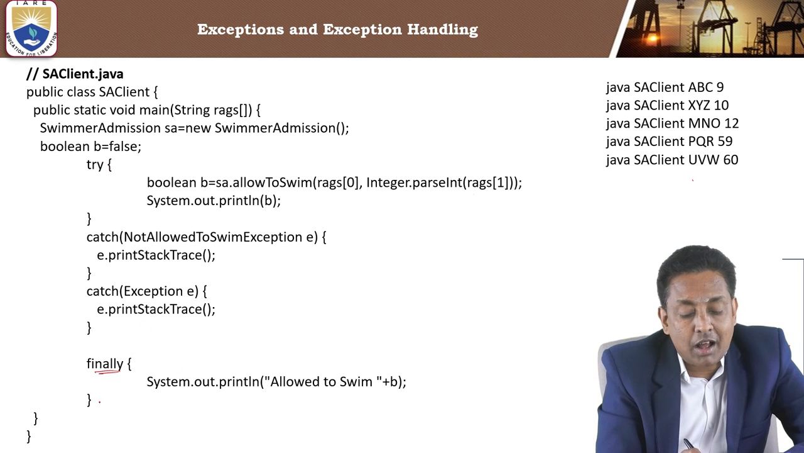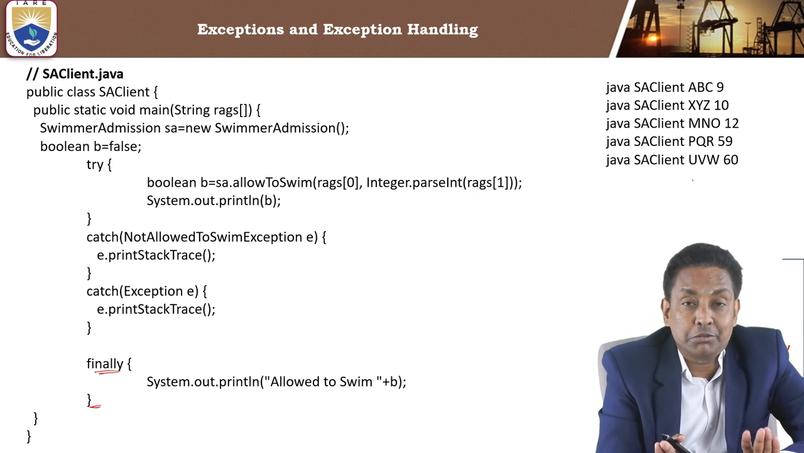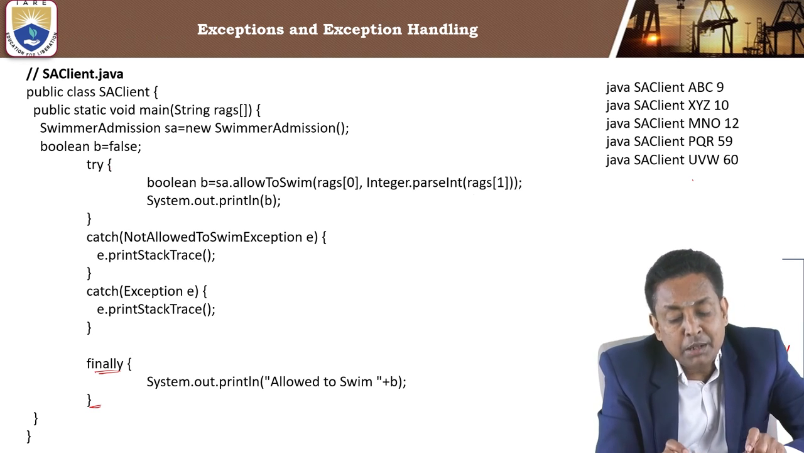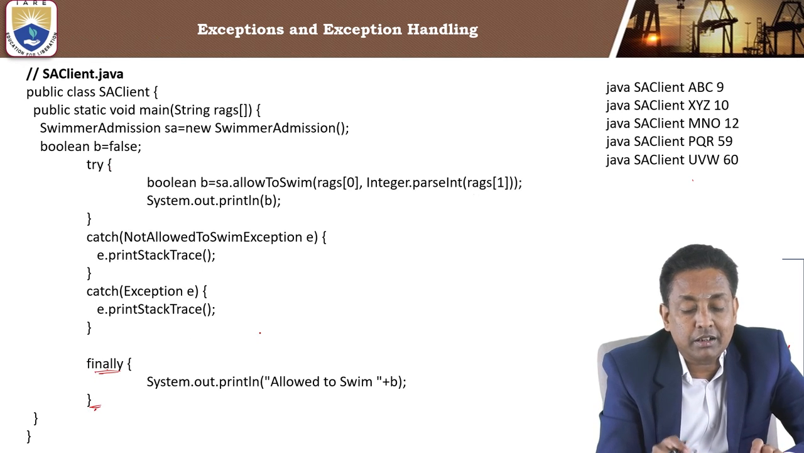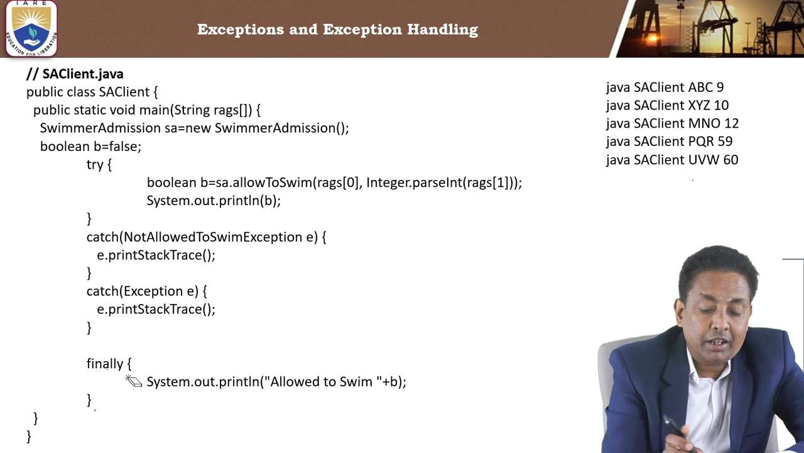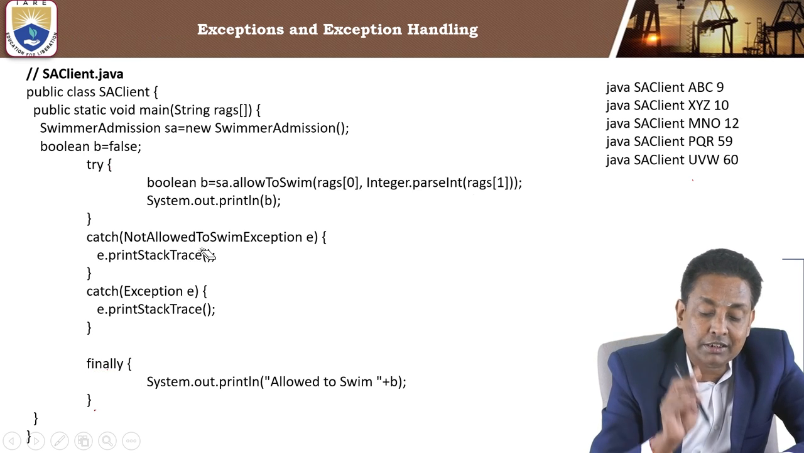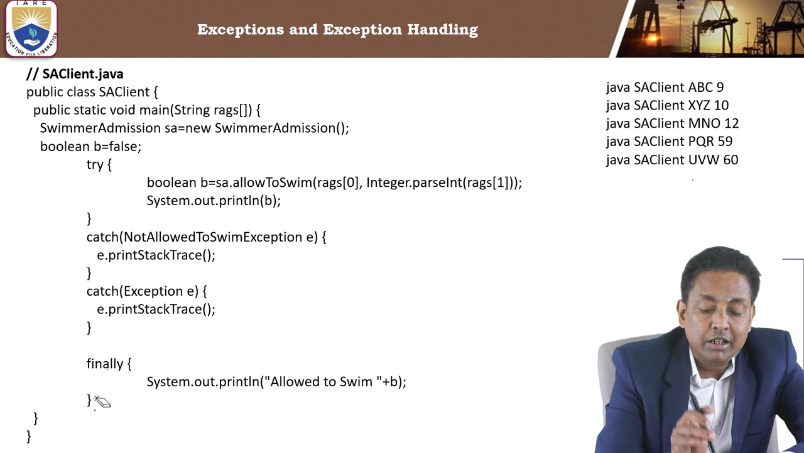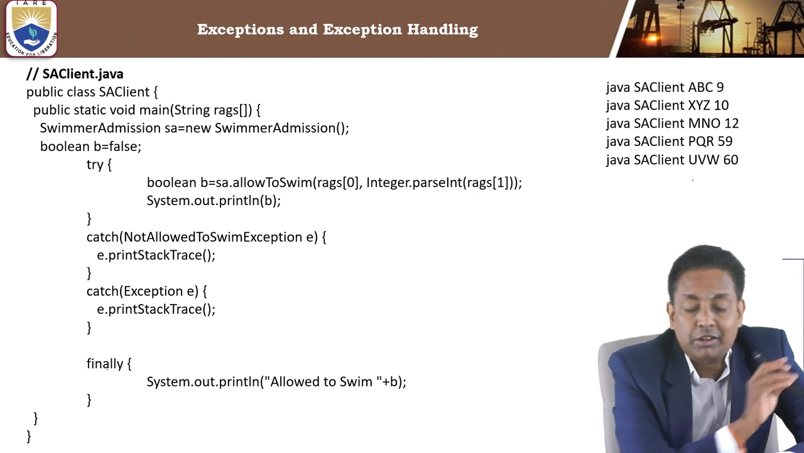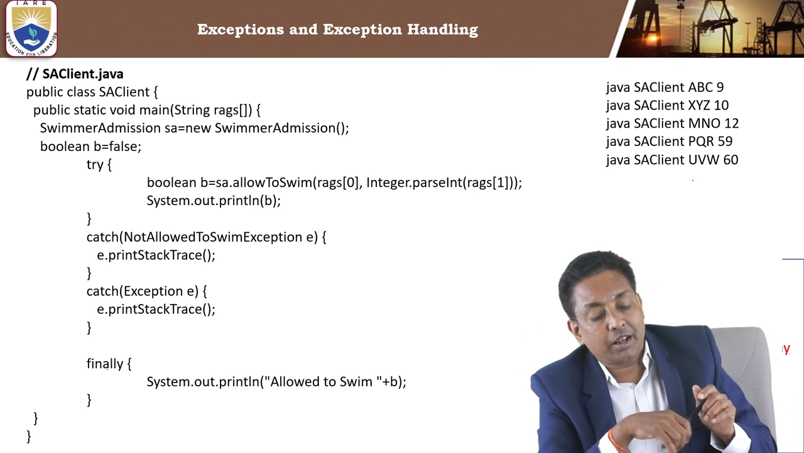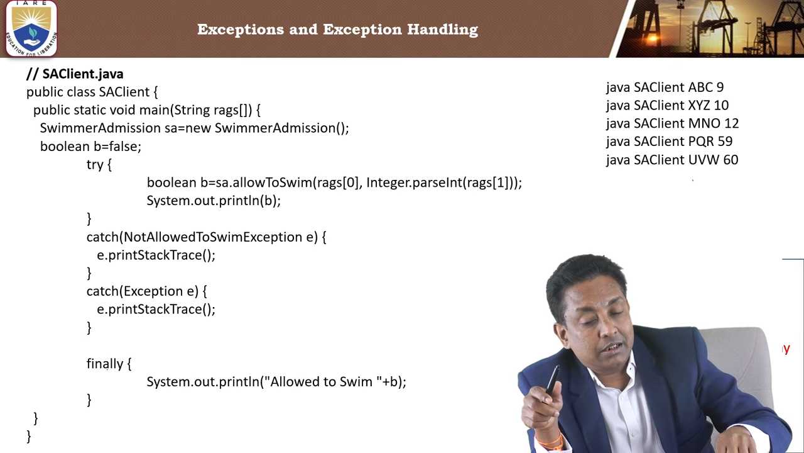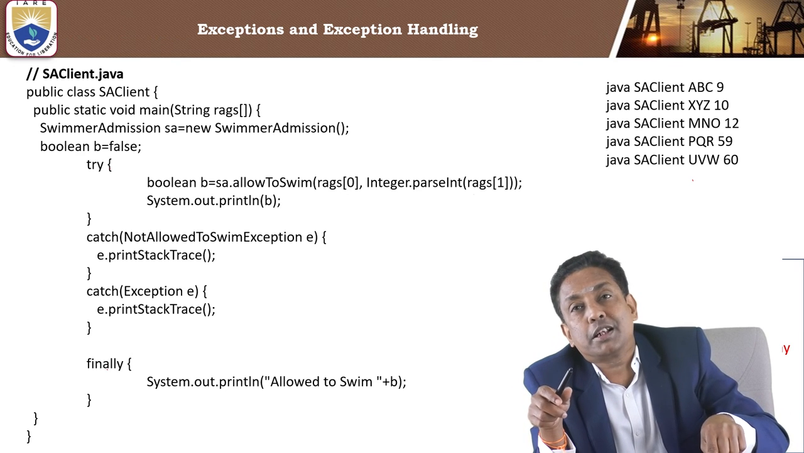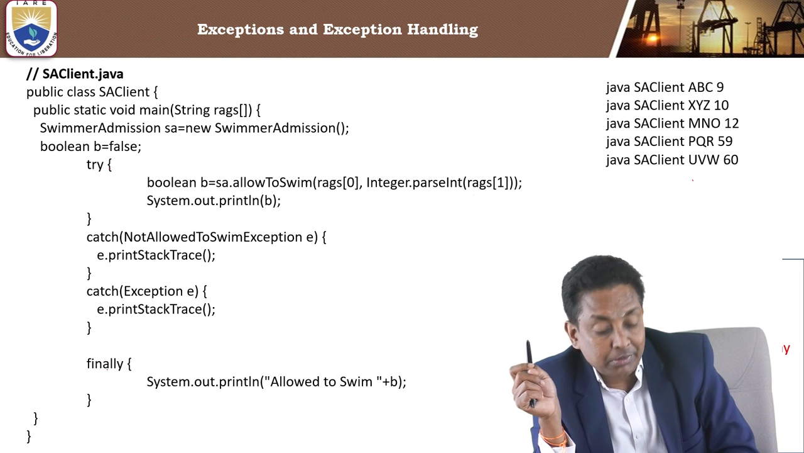And finally is the last block that can be written, not that should be written, inside the method. In a method, we can write finally as the last block, which executes both in normal termination of the method as well as in abnormal termination of the method. The block of code written in the finally block will execute and then the method will exit. Finally could be the last block in every method's logic that executes both in normal termination and abnormal termination of the method execution.